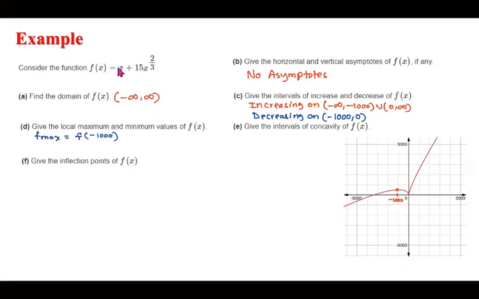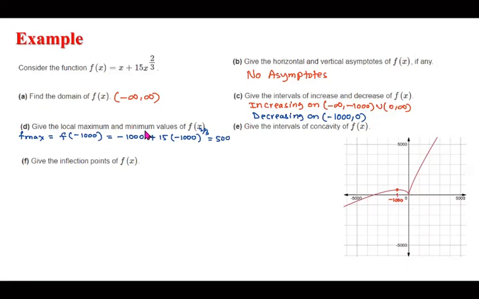That means you can plug negative 1,000 into that function. So it will be negative 1,000 plus 15 times negative 1,000 to the 2/3. If you simplify that, you should get 500. The maximum value of the function is 500, and it occurs here. So this point is negative 1,000, comma 500.